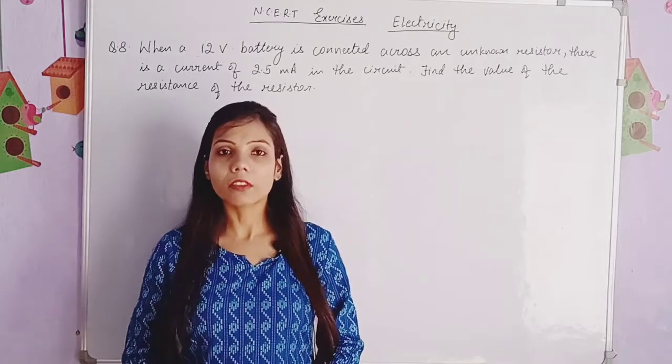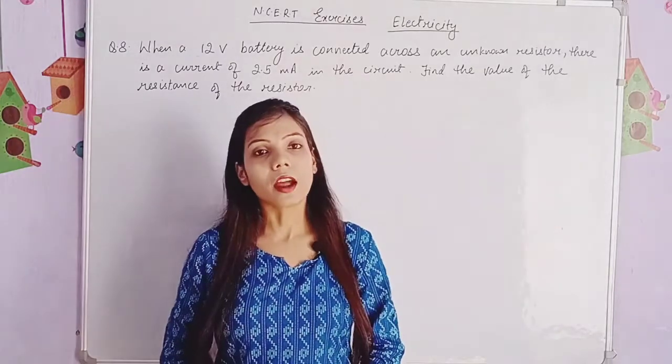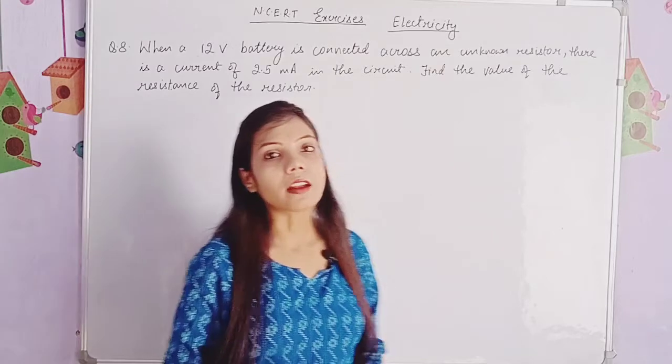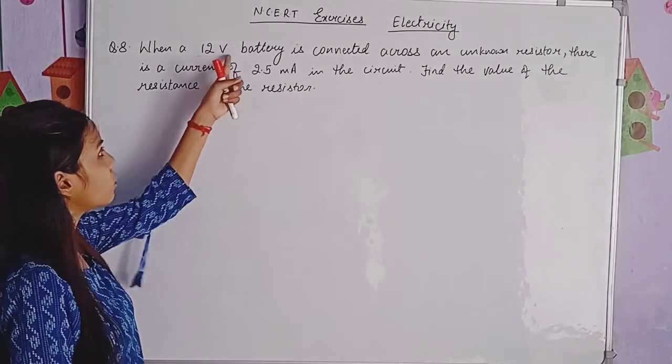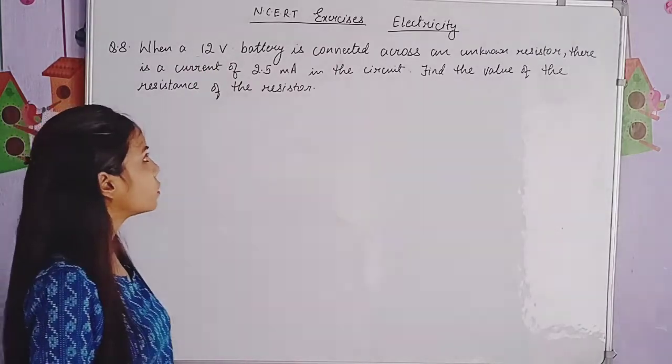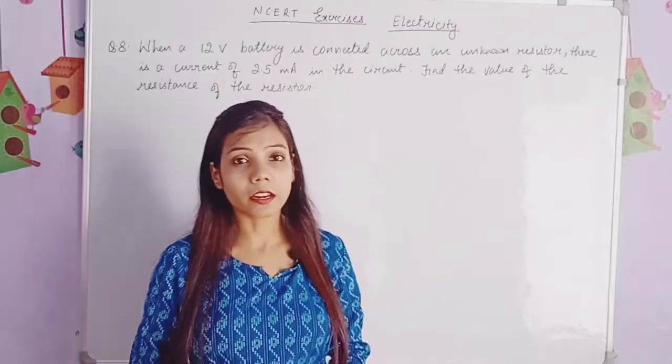So in this question we have to find out the value of the unknown resistance, provided that you are already given with a potential difference which is equal to 12 volt and the current is equal to 2.5 milliampere which is running across the circuit.